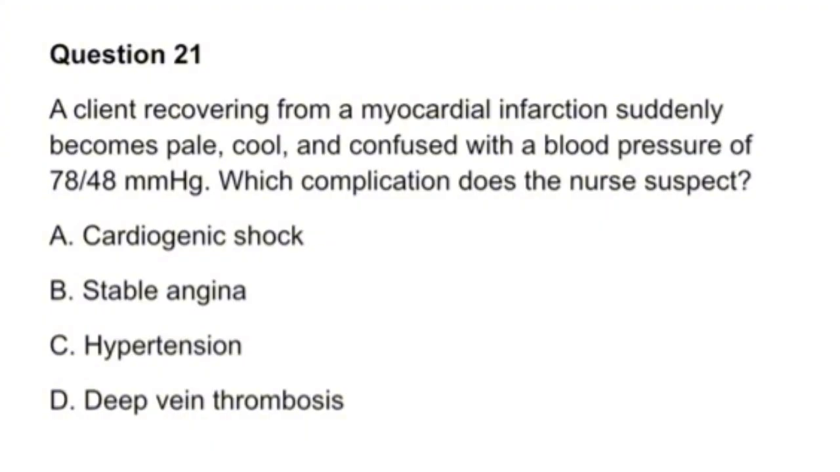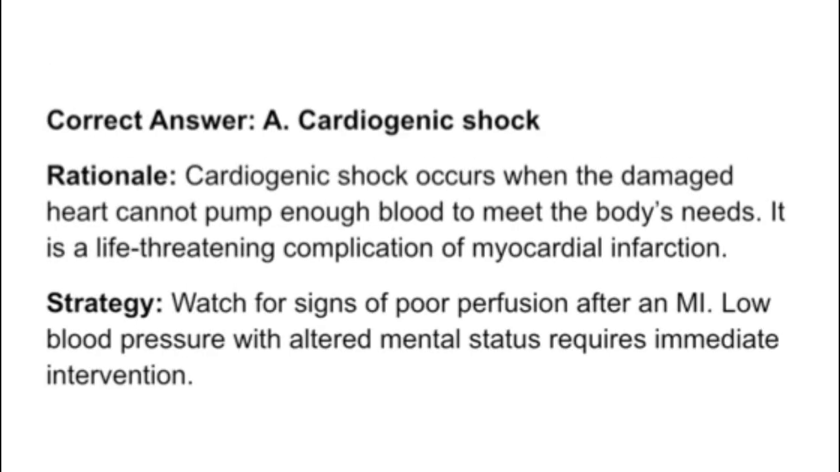A. Cardiogenic shock. B. Stable angina. C. Hypertension. D. Deep vein thrombosis. Correct answer, A. Cardiogenic shock. Rationale: cardiogenic shock occurs when the damaged heart cannot pump enough blood to meet the body's needs.